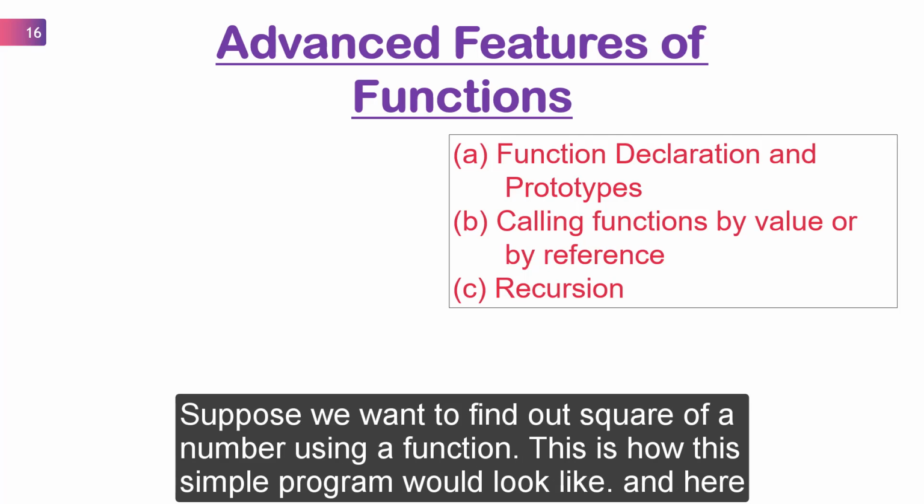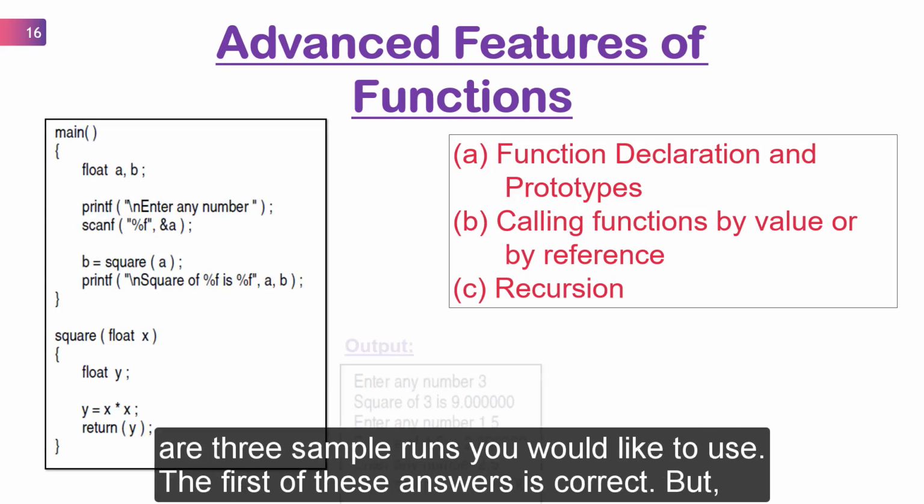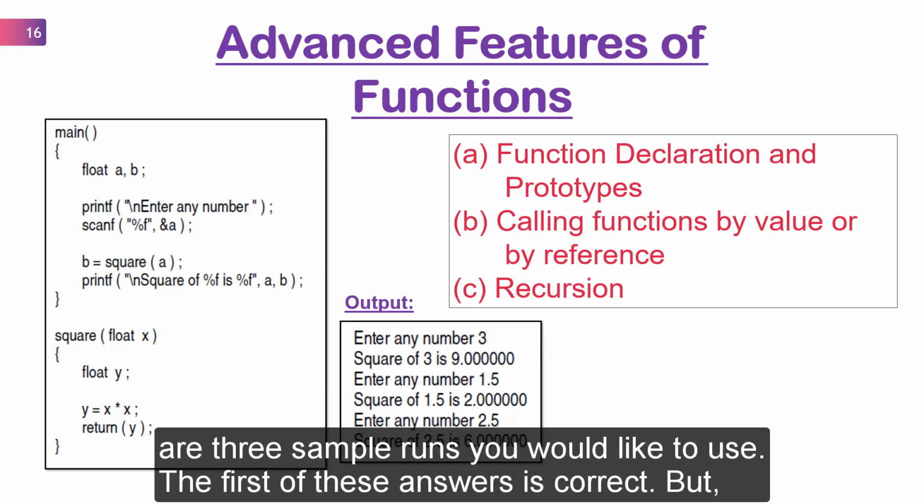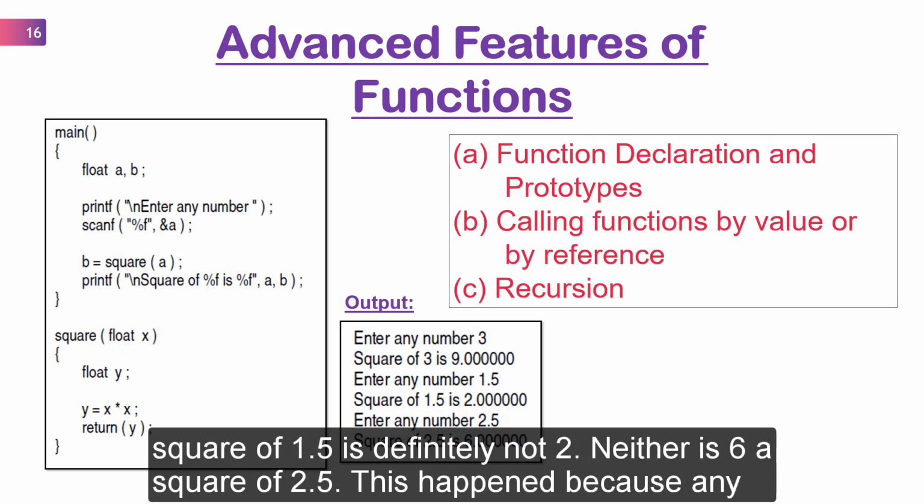Suppose we want to find out the square of a number using a function. This is how the simple program would look. And here are the 3 sample runs. The first of these answers is correct, but the square of 1.5 is definitely not 2. Neither is 6 the square of 2.5.